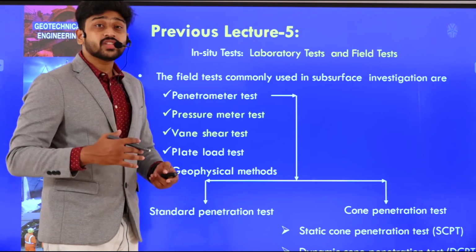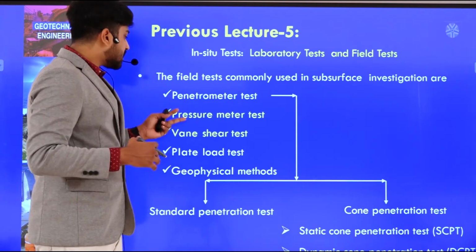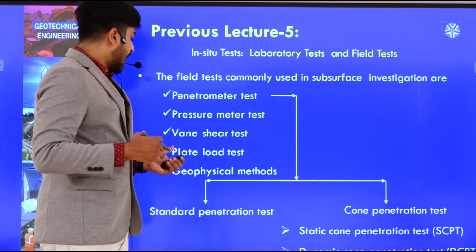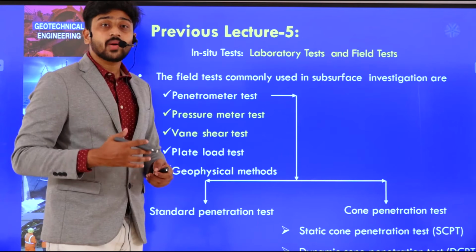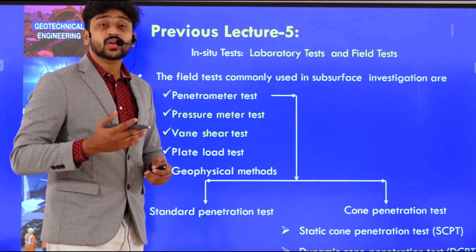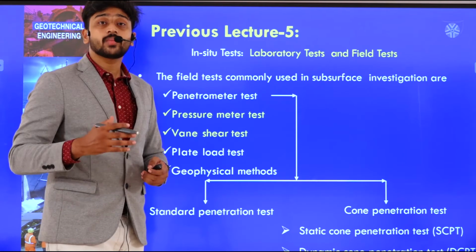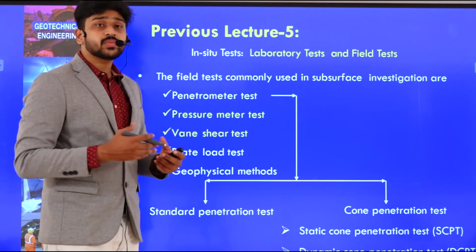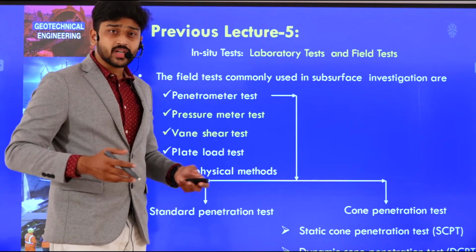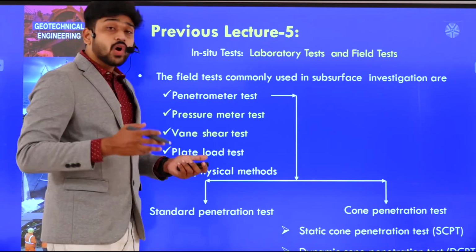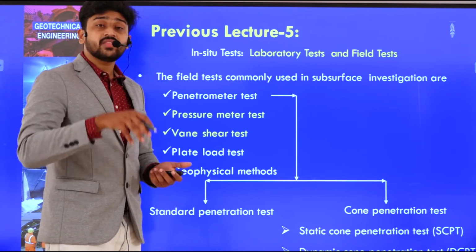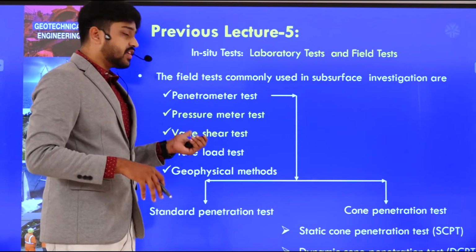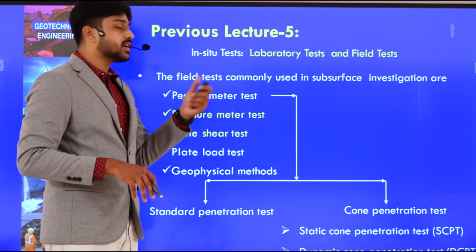What do we mean by geophysical methods? All these tests, that is the penetrometer test, the pressure meter test, the vane shear test, and the plate load test, are performed on the ground, and there is certain excavation taking place to determine the soil properties. To know the soil type, certain excavation is being done. That means either we are excavating a pit in the plate load test, or we are digging a borehole and placing a probe or vane, either in the vane shear test, pressure meter test or penetrometer test.